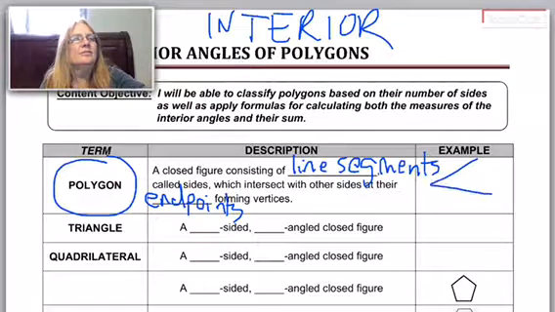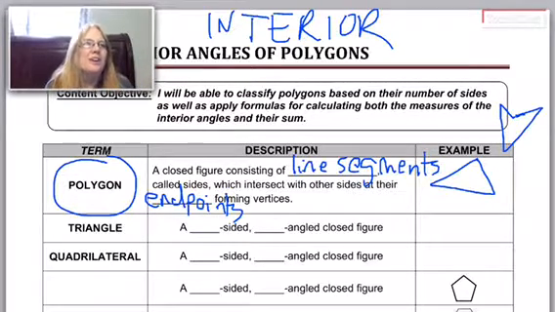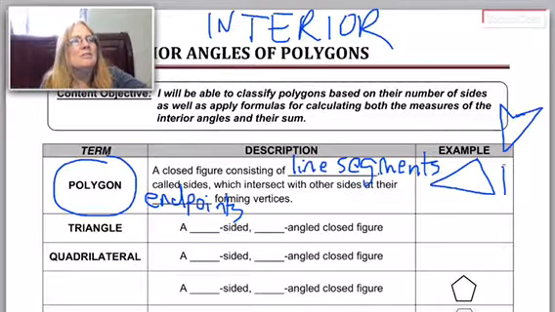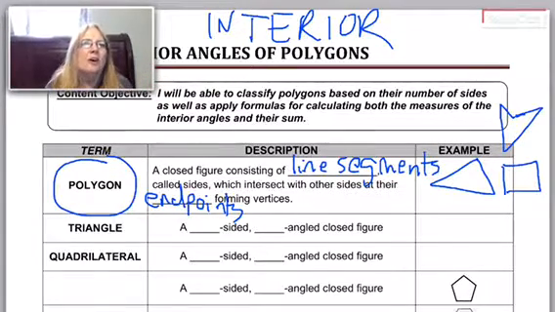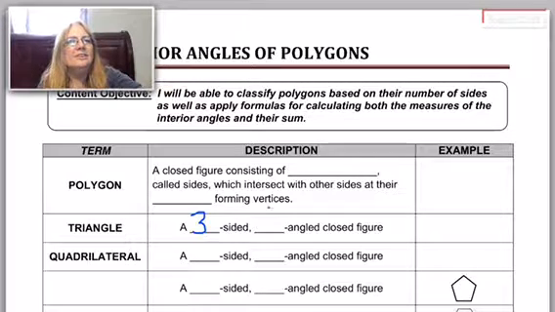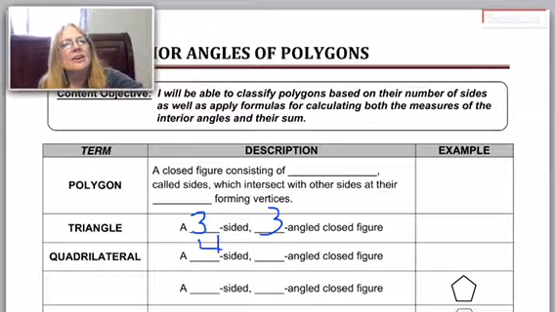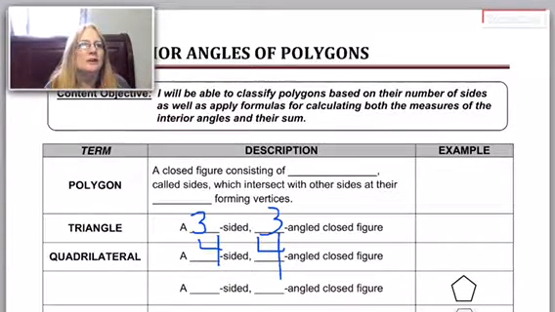Okay, so a triangle, that's actually a polygon as long as there's no curves and as long as it's a closed figure. It's going to be a polygon. We'll talk about different types of them later, but you know, a square, all polygons. So now we're going to name these polygons. We'll start with a three-sided, three-angled closed figure. It's a triangle. A four-sided, four-angled closed figure is a quadrilateral.